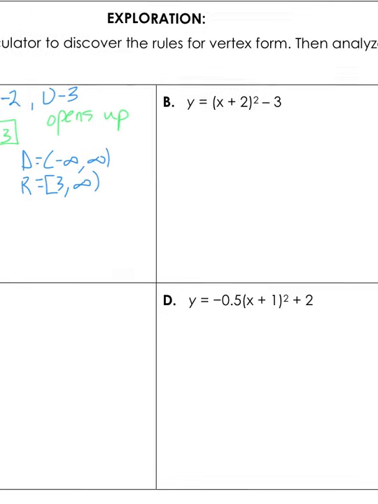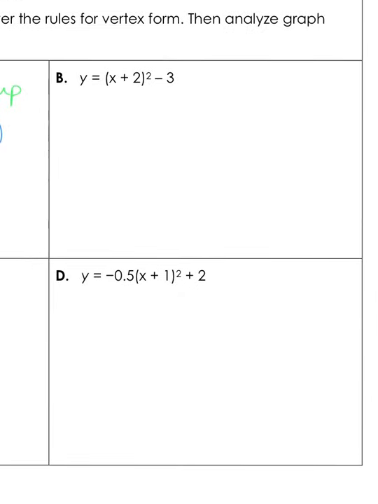Okay, so look at B. B does not have a stretch or a shrink, nor a reflection. So all it has is a movement to the left of 2 and down 3. So let's write that. We've got left 2 and down 3. I know that this parabola opens up because A is positive 1 right here. I know my vertex is the opposite of this and the same as this. So my vertex is negative 2, negative 3.